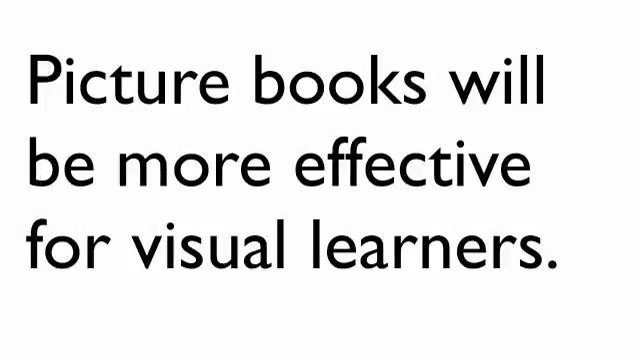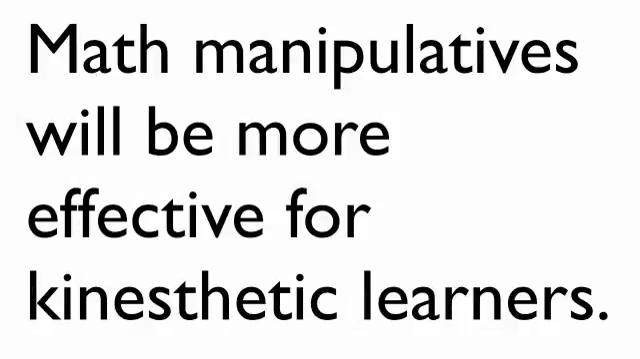For example, you might say that picture books will be more effective for visual learners in terms of helping them acquire reading skills over learners who possess other types of learning styles. You might say that math manipulatives will be more effective for kinesthetic learners. Unless you're Dr. Willingham, in which case you would say that math manipulatives will not be more effective for kinesthetic learners over any other type of learners. You might say that math manipulatives will help all learners acquire skills and help them improve their math skills.